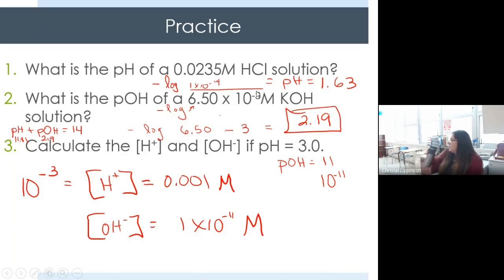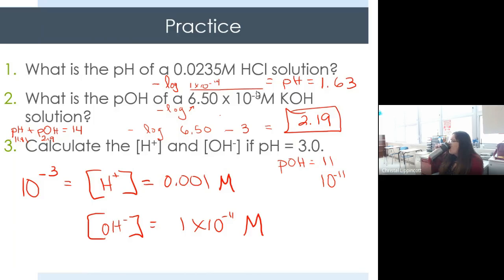Anybody not able to get those? They need help, don't know how to work your calculator, anything. Whenever I put negative exponents in my calculator, it just says error. That's because you're using the minus key and not the negative. Okay. So the negative key is down here. Oh, yeah. Okay. And the minus key is up here. So make sure you're using the negative.